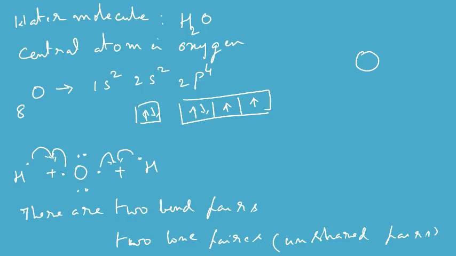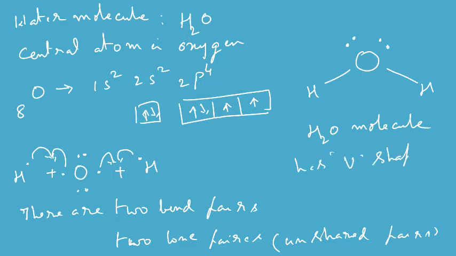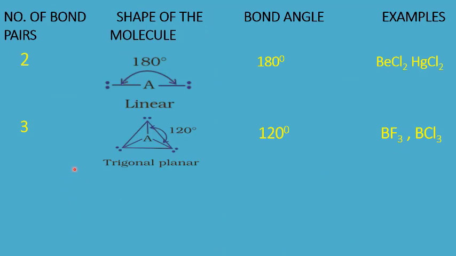So how does the shape of the molecule form? This is oxygen. Here this is an OH bond, this is an OH bond, and these are lone pairs. Because of these 2 lone pairs, the water molecule has a V shape. If the number of pairs around the central atom is known, we can identify the shape of the molecule and bond angle. If bond pairs are 2, then the shape is linear, both bonds lie along a straight line, and the bond angle is 180 degrees.